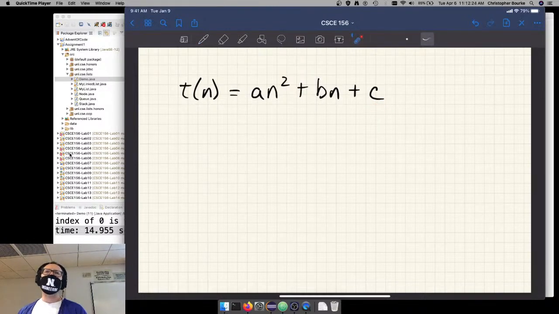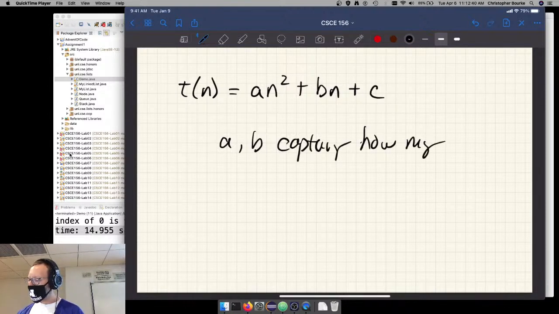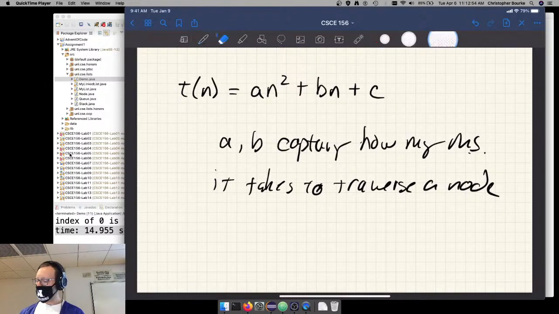So that can be quantified with maybe something down here. It takes 0.005 milliseconds or something like that. There's some quantity down here, and A and B here are capturing how many milliseconds it takes to traverse a node. Do we know how many that is? How many milliseconds does it take to traverse one node to the next?